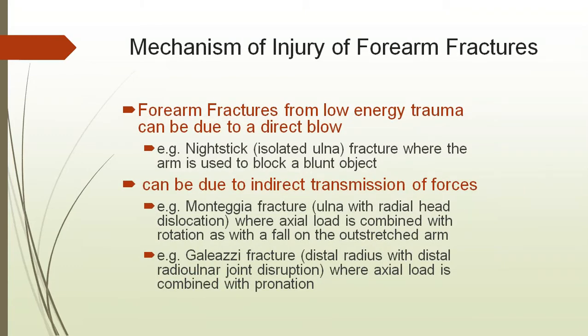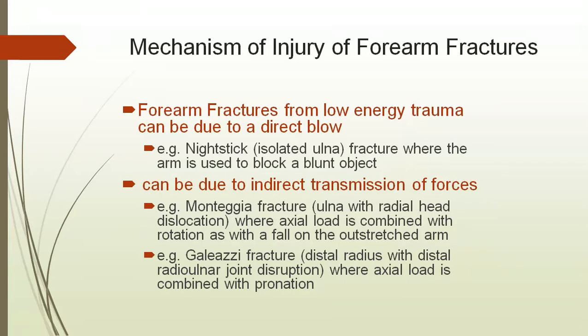Next, what about the mechanism of injury? Forearm fractures from low energy can be due to a direct blow. They may be due to direct injury or indirect injury. For example, if a low energy injury hits directly, it causes a forearm fracture, for example nightstick fracture. What is a nightstick fracture? It's an isolated ulnar fracture.